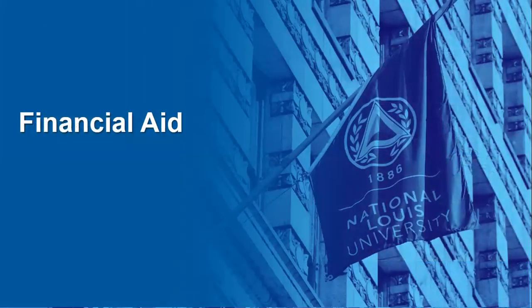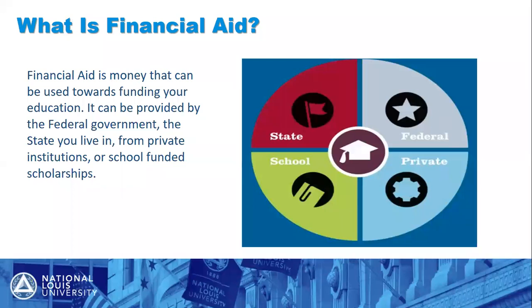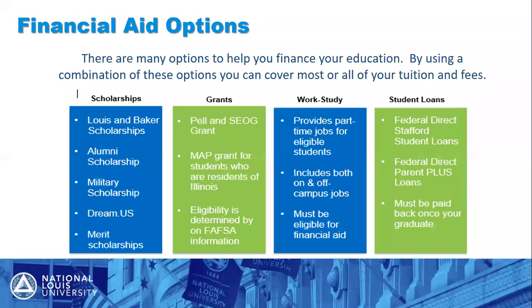First, we're going to talk about financial aid. So what is financial aid? Financial aid is money that can be used towards funding your education. It can be provided from a variety of sources, such as the federal government, the state that you live in, from private institutions, or from school-funded scholarships. There are many options to help you finance your education, and by using a combination of these options, you can cover most or all of your tuition and fees.